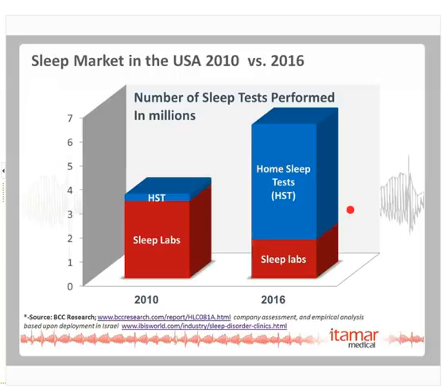2016, it's about 75% home tests and about 20 to 25% laboratory tests. So there has been continued growth in the number of tests provided, but the type of test being used has changed quite a bit.